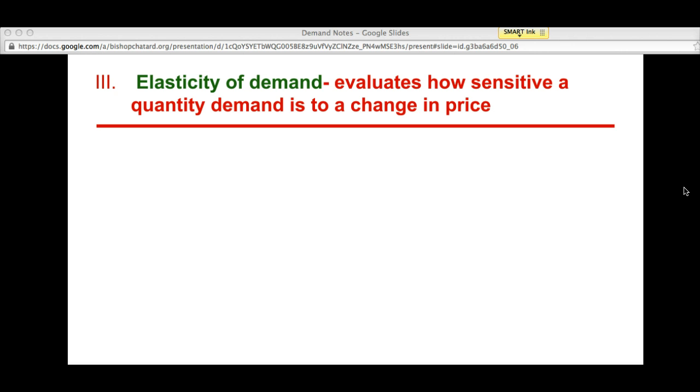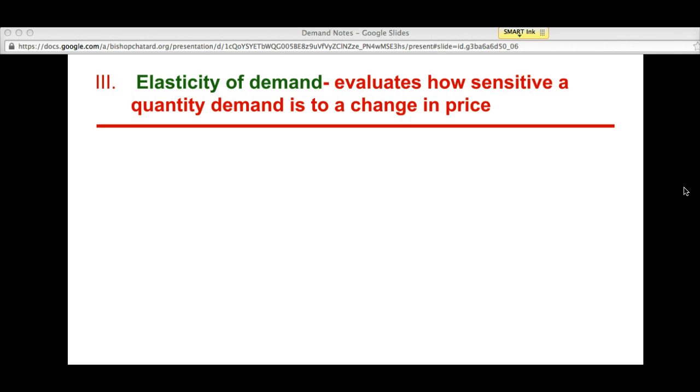Now, we already know from the law of demand that when the price goes up, our quantity demanded goes down. As the price goes down, quantity demanded will go up. We already knew that, right? That's not what we're talking about with elasticity. What we're talking about is how sensitive it is.